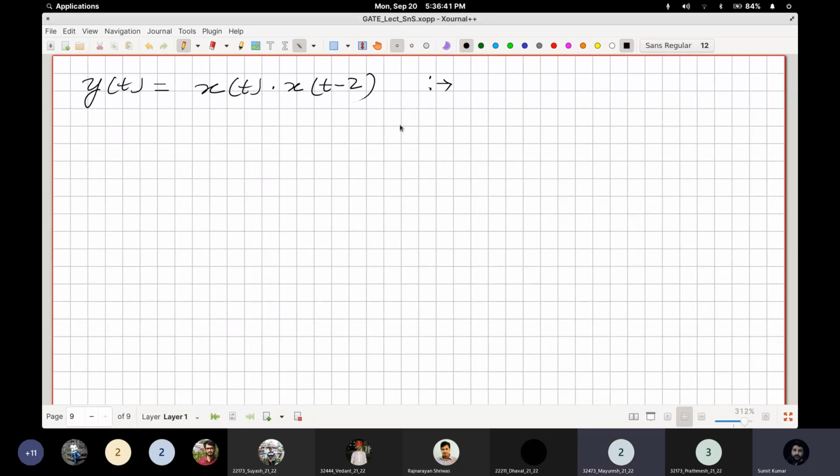So linear. Okay, so this is going to be linear. Someone is saying non-linear, somebody is saying linear.